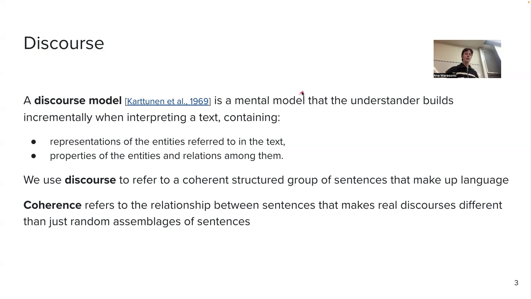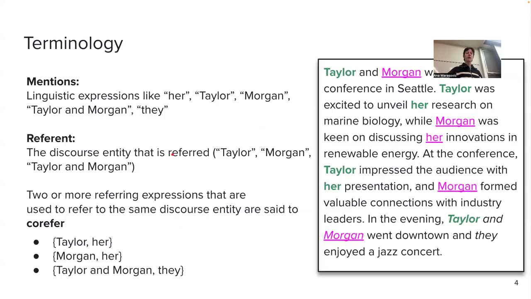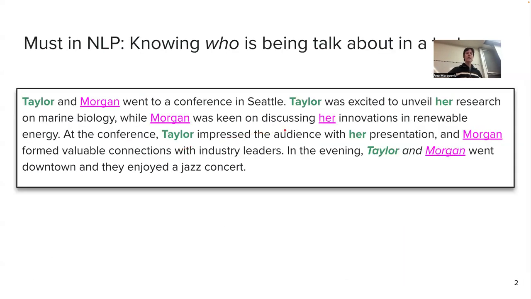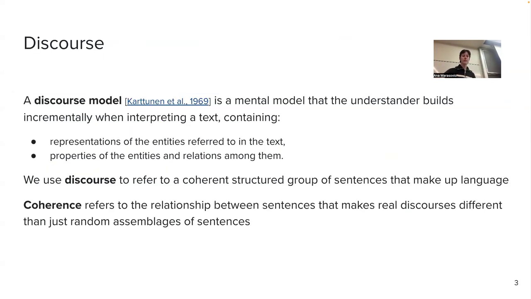And yeah, we keep some kind of mental representation of each one of these entities, and now we are building the properties of these entities. In the previous piece of text, we have learned that one of these people is a marine biologist. So whatever is our representation of that person, we will assign, okay, their profession is marine biology. That's what we are doing. In the end, they went to see a jazz concert, so we can assume they like jazz music. So we build more and more information in our mental representation of each one of these entities.